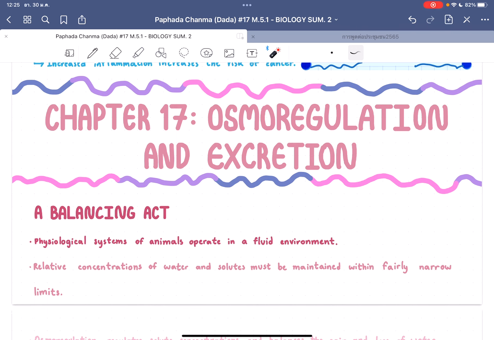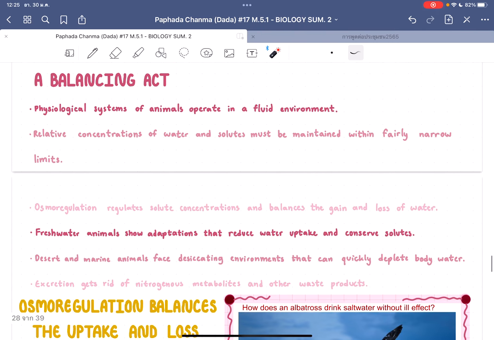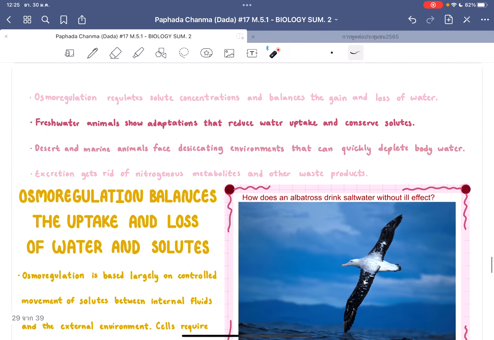Our last chapter is chapter 17, osmoregulation and excretion. A balancing act. Physiological systems of animals operate in a fluid environment. Relative concentrations of water and solutes must be maintained within very narrow limits. Osmoregulation regulates solute concentration and balances the gain and loss of water.